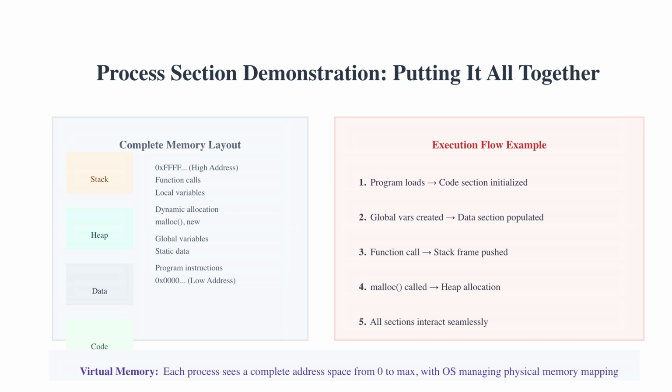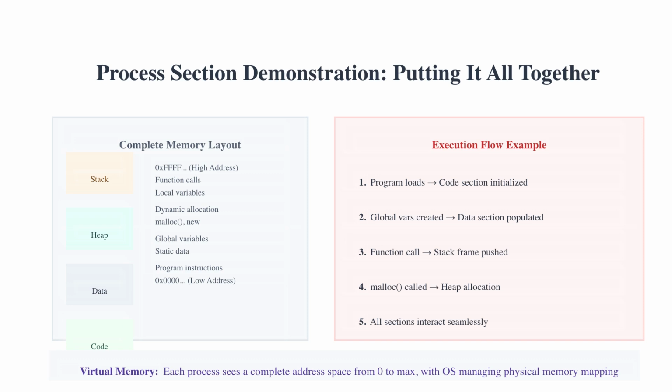At the bottom, we have the code section containing our program instructions, starting from low memory addresses. Moving up, the data section holds our global and static variables that we discussed earlier. The heap grows upward from the data section, managing our dynamic memory allocations. And at the top, the stack grows downward from high memory addresses, handling function calls and local variables.